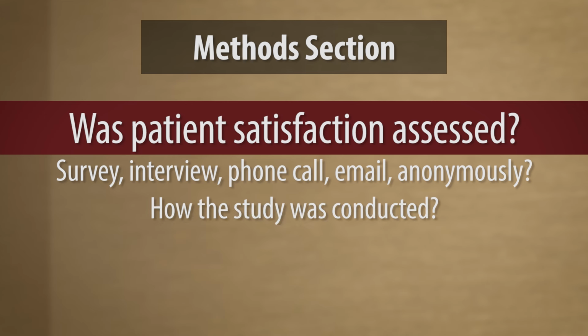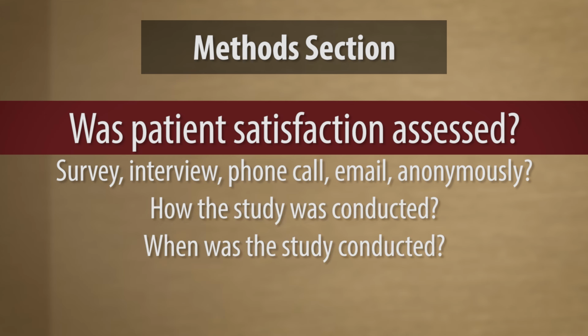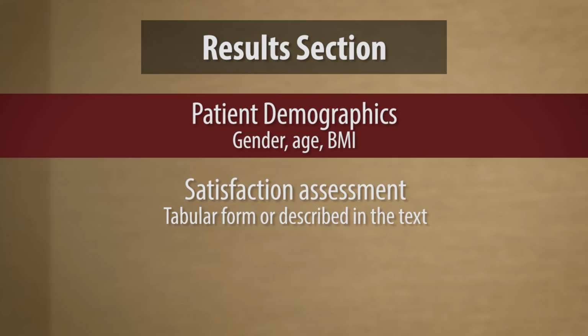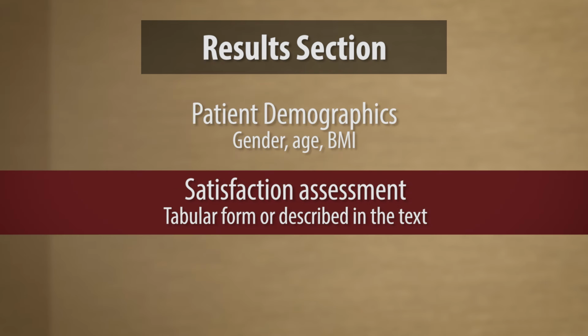We basically need to find out how the study was conducted in the method section and when it was conducted. What was the date range of the study? Moving to the results section, then we get into patient demographics. Number of males, females in the study, age range, mean age, if BMI is relevant in any way to the study, mean BMI, BMI range, and then if any sort of satisfaction assessment was conducted, this is where you put the results of that. It's usually helpful to put that in tabular form as a table. If not, describe them in the text.